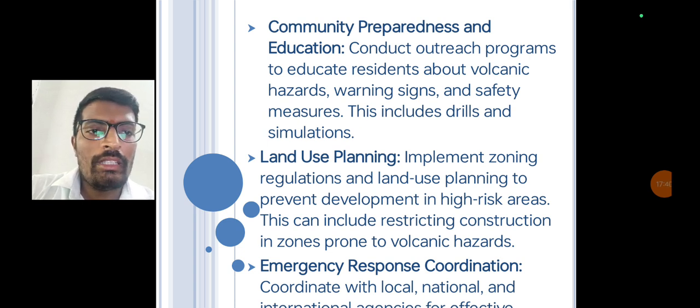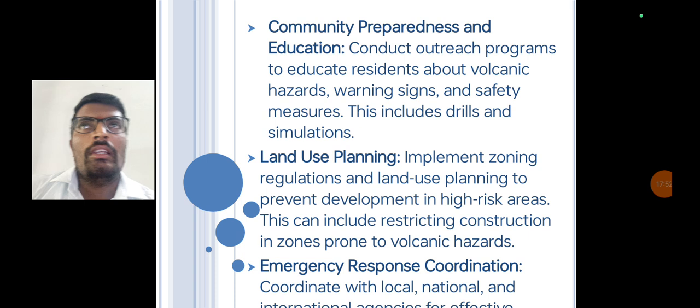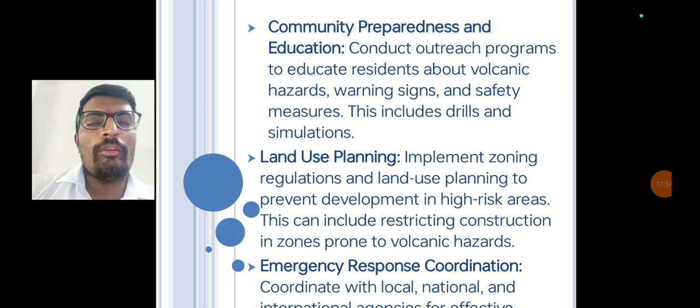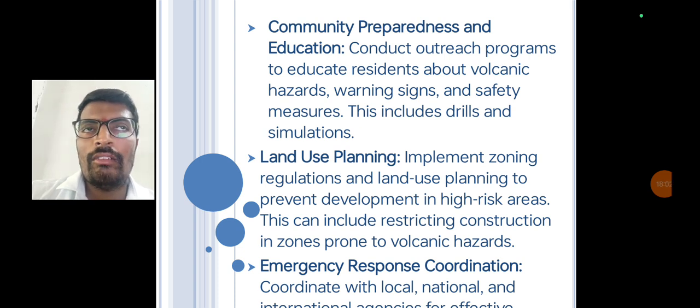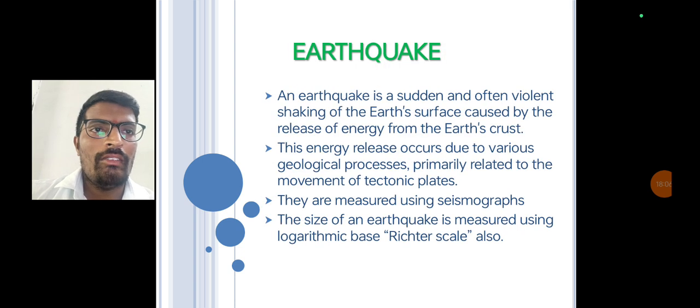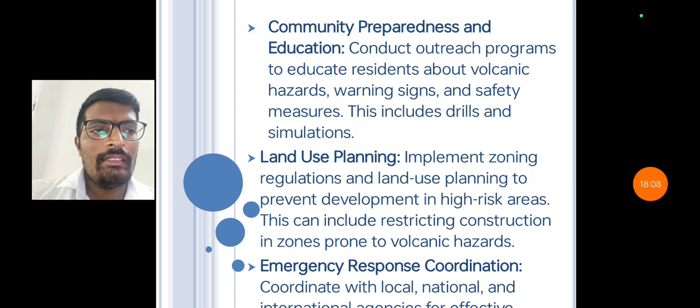Now coming to the last one, emergency response coordination. In this phase, coordination takes place with local bodies and non-local bodies, as well as governmental organizations and national and international sectors, which helps to reduce the impacts of volcanic hazard. Thank you.